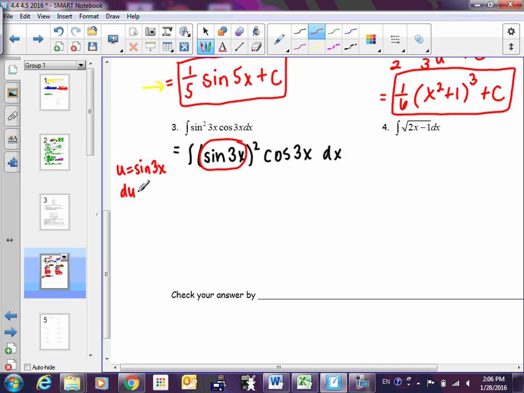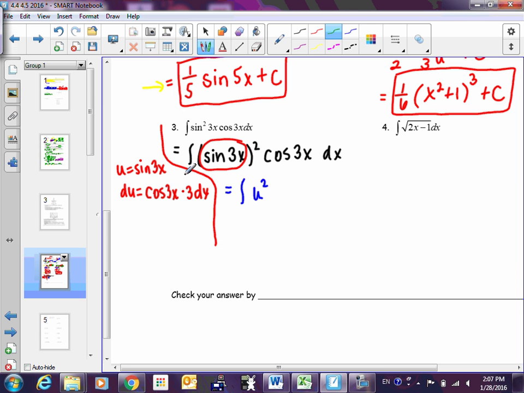Then what would du equal? Cosine of 3x times 3 dx. I'm kind of getting into the space over here. All right, so let's look at what we got. We got an integral symbol. Instead of sine 3x, let's write u. So this is going to be u squared.